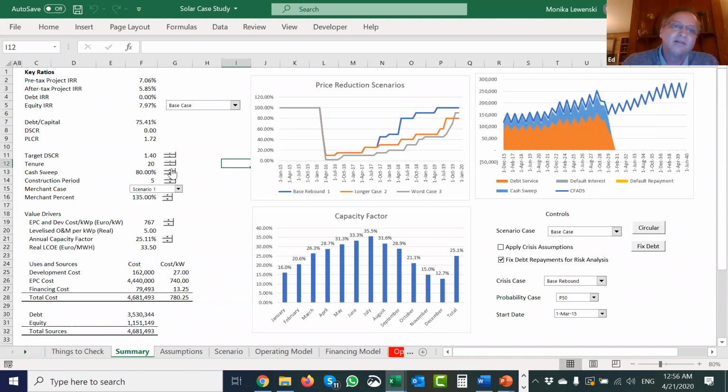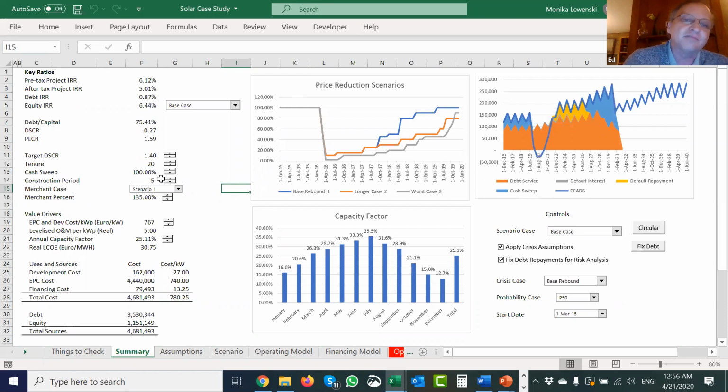And again, one of the most important things here is just presenting the different scenarios, showing what the effects are. If you look at this, look at what happens to the IRR and the equity when you put a cash sweep in. You can see why people would hate that. Okay, but now let's apply the crisis assumption.